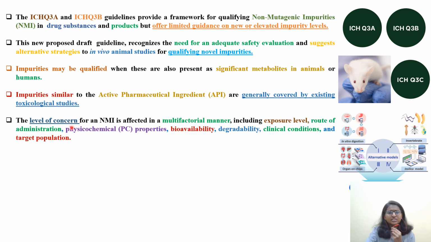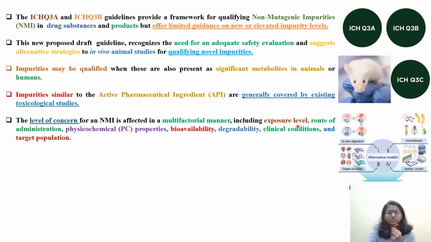The level of concern. This is again a new, I will not say new method, but they have given a table in the guideline where a level of concern is given to each category of non-mutagenic impurity, and this level of concern can be assigned to the non-mutagenic impurity based on various multifactorial considerations.